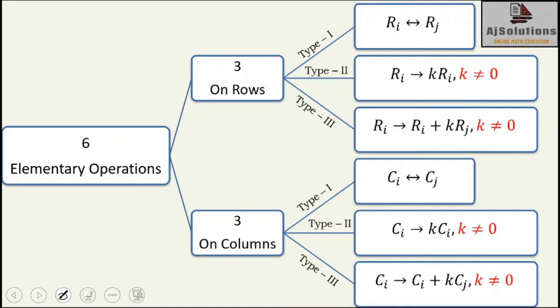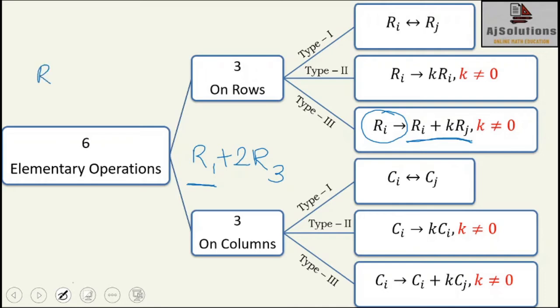Many a times I skip writing this Ri and arrow, and I simply write Ri plus kRj. For example, if I am writing R1 plus 2R3, that means R1, nothing but first row, will be replaced by adding that first row with 2 times of the third row. The row which is going to be replaced will be written first, and the other row will be written after that.